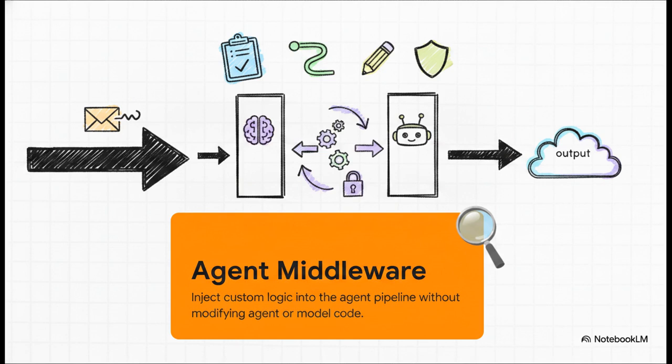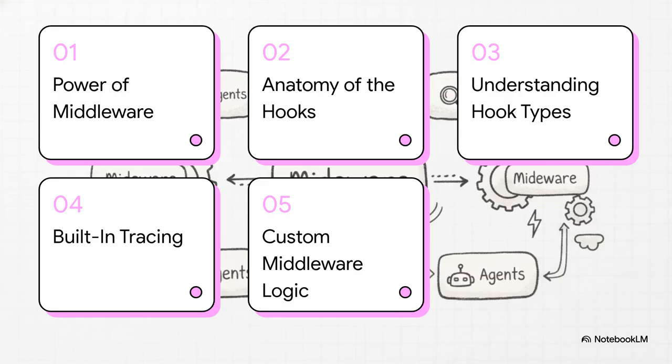As we go through this explainer, we're going to trace the journey of a request to see exactly how middleware intercepts and extends agent behavior from the outside in. Just to give you a quick roadmap, here's our agenda. First, the power of middleware. Second, anatomy of the hooks. Third, understanding hook types. Fourth, built-in tracing explained. And finally, building custom middleware logic. Let's get right to it.